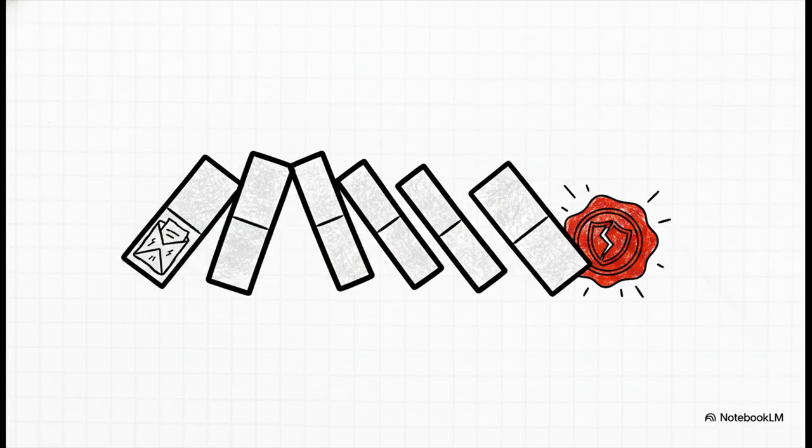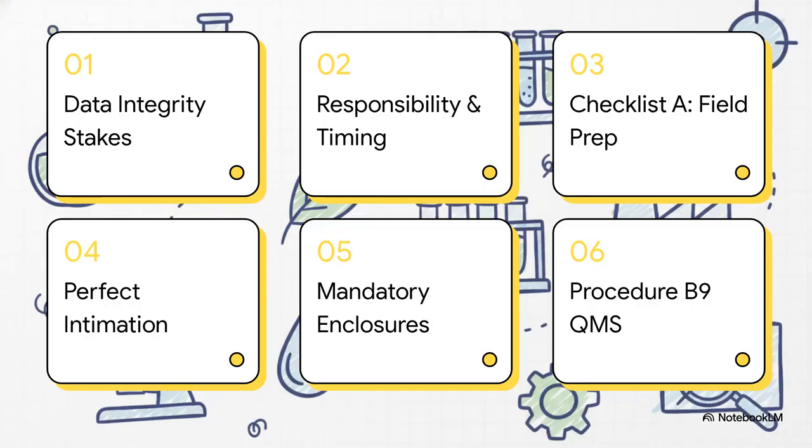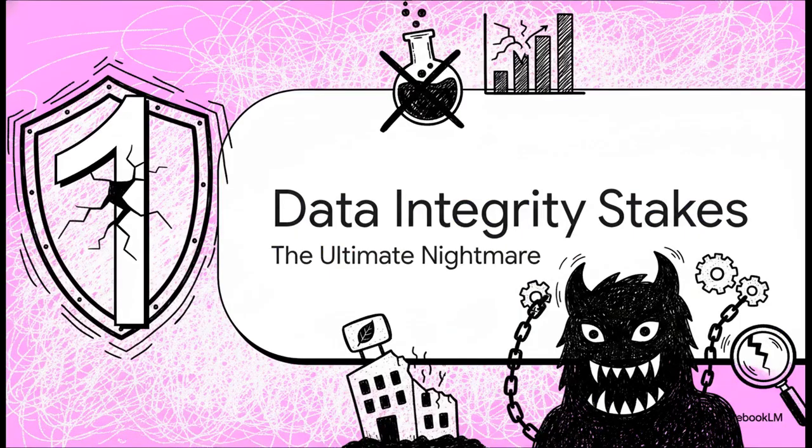No pressure, right? So, to make sure you're totally bulletproof, we're going to quickly break down the stakes of data integrity, responsibility, and timing. The checklist Part A for field prep, the perfect intimation format, mandatory enclosures, and finally, Procedure B9 for quality management. Let's start with Part 1, the stakes of data integrity.